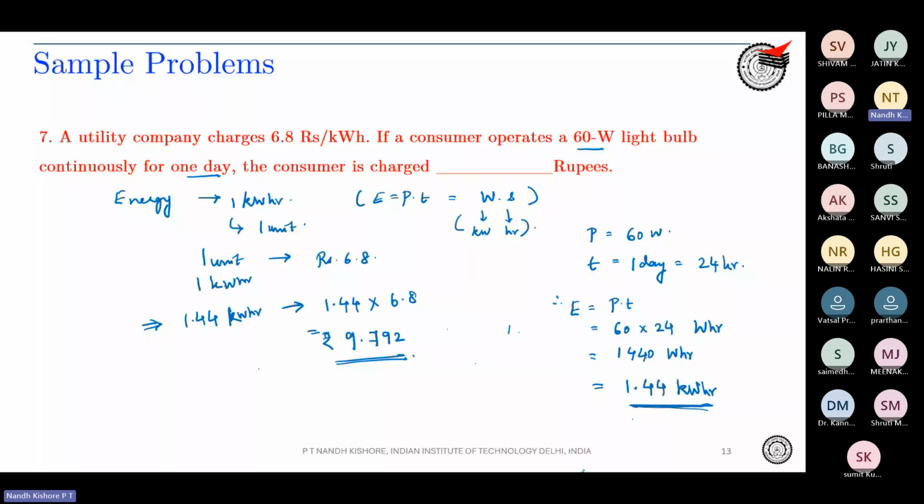So this is based on the energy. They have given you the power and it's operating for 1 day. You calculate the kilowatt hour, and they have given you the cost for 1 unit, 6.8 rupees. So you can find out the cost for your energy consumed. All right, we can go ahead with the next question then.